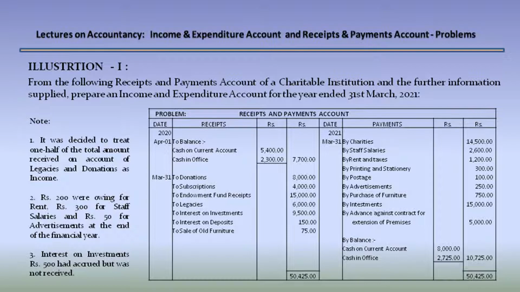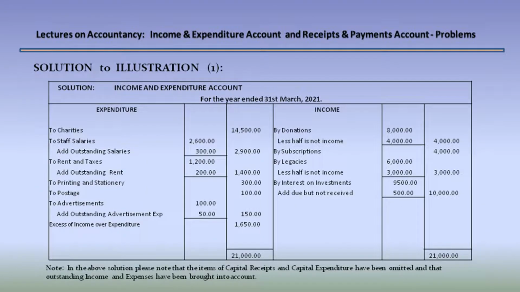Now with this information, we need to prepare the income and expenditure account after considering the adjustments given on the left side. Let us solve the problem. Solution to the above illustration. Income and expenditure account for the year ended 31st March 2021.